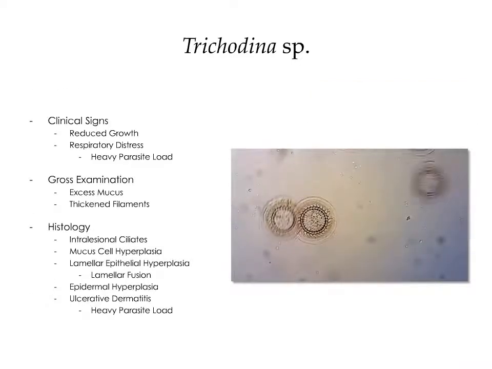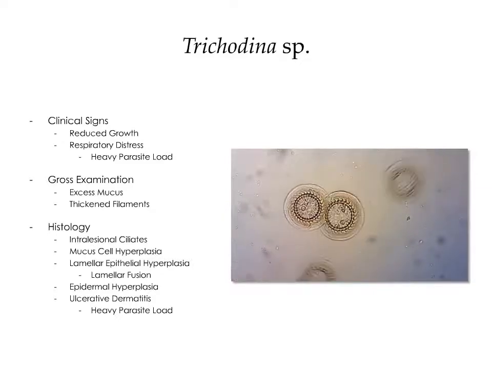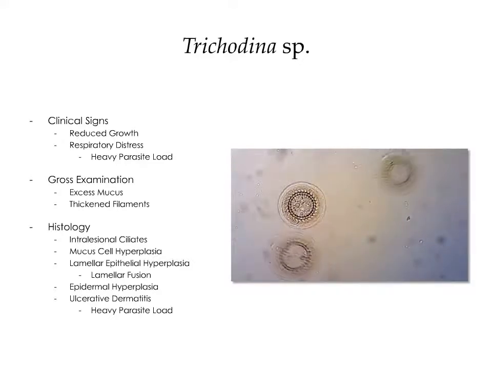Clinical signs associated with infection include reduced growth and respiratory distress. Respiratory distress is more common with heavy parasite loads. On gross examination, you may see excess mucus production and thickened gill filaments. Histologically, there are large numbers of ciliated protozoa between gill lamellae.